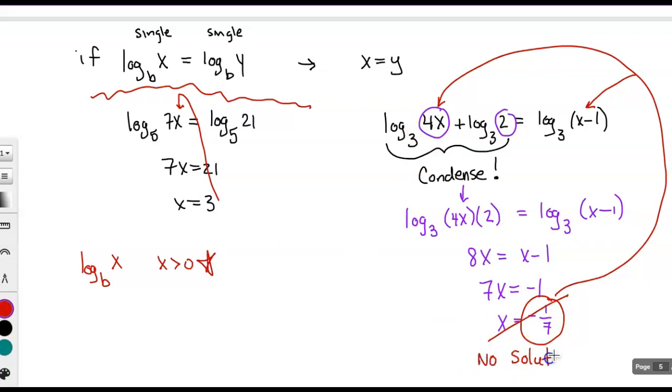And I don't know if she's ever done that to you. You could get two answers and one of them doesn't work. You could get two answers and neither of them works. You could get two answers and they both work, okay? Don't assume that just because something is negative, it doesn't work. You plug it back in, and if it makes you take the log of 0 or a negative, it doesn't work, okay? So that's how you would do log equals log and drop the logs.